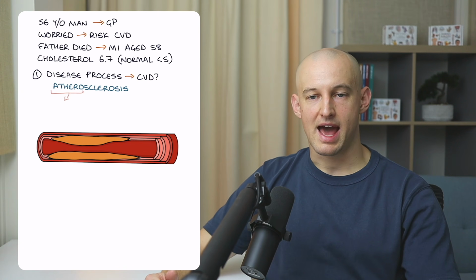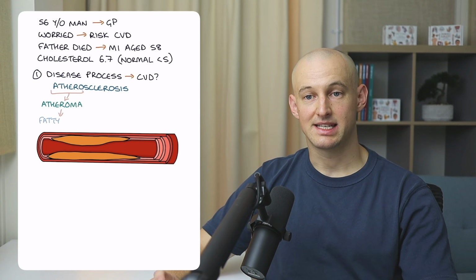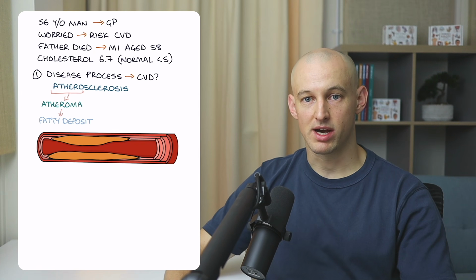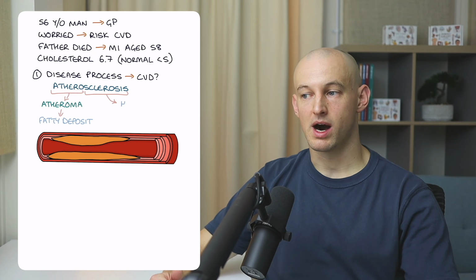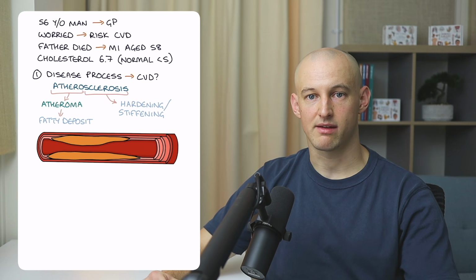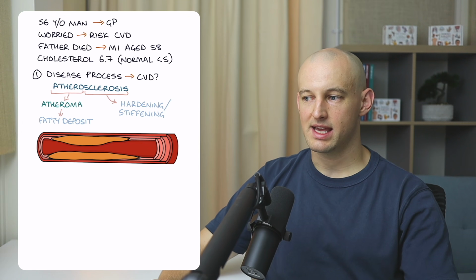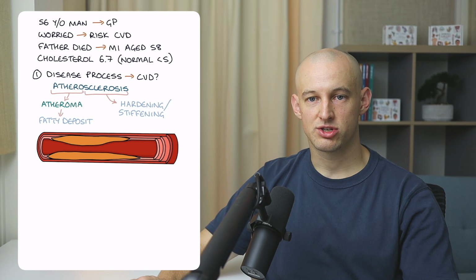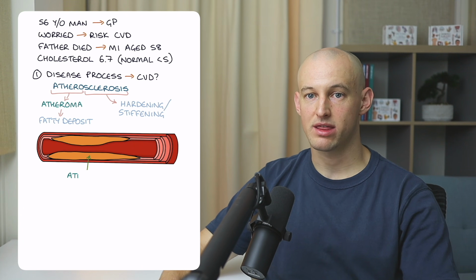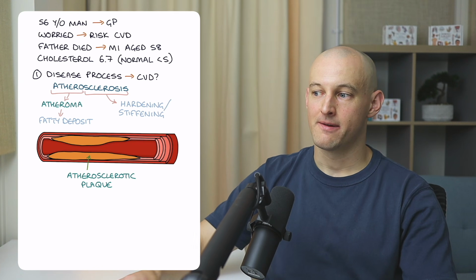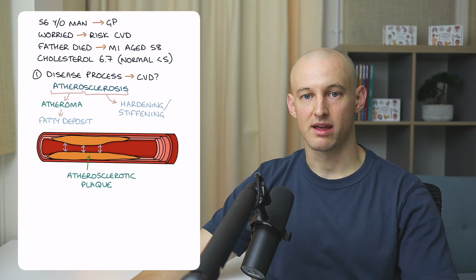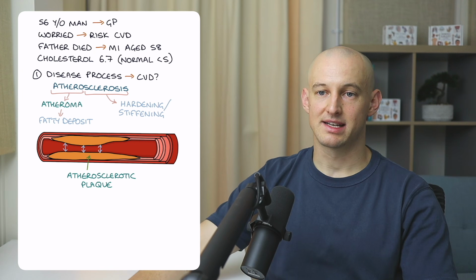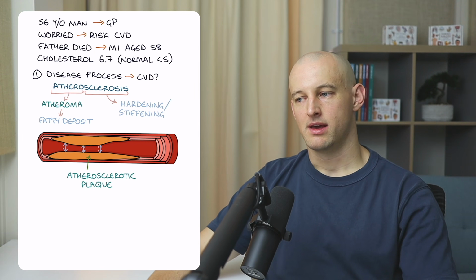Atherosclerosis. And atheromas are fatty deposits, and sclerosis refers to hardening or stiffening of the artery. And you can see here inside the artery is this yellow plaque, which is called an atherosclerotic plaque. And this is what causes narrowing of the artery and stiffening of the walls.